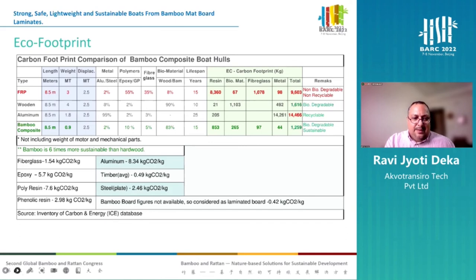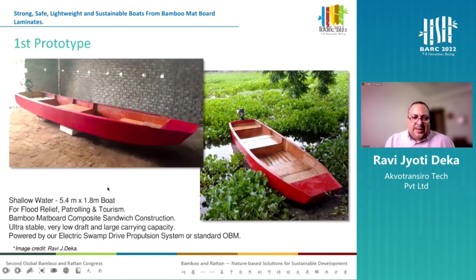So this is our first prototype which we built, a 5.4 meter boat made for extremely shallow water. It can carry 8 passengers and requires a draft of only 4.5 inches. This design was selected to be used for flood relief operations and forest and river patrolling by the police and the forest department. It can also be used for ecotourism. It uses our bamboo biocomposite construction everywhere. Every part in this boat is made with bamboo mat board.